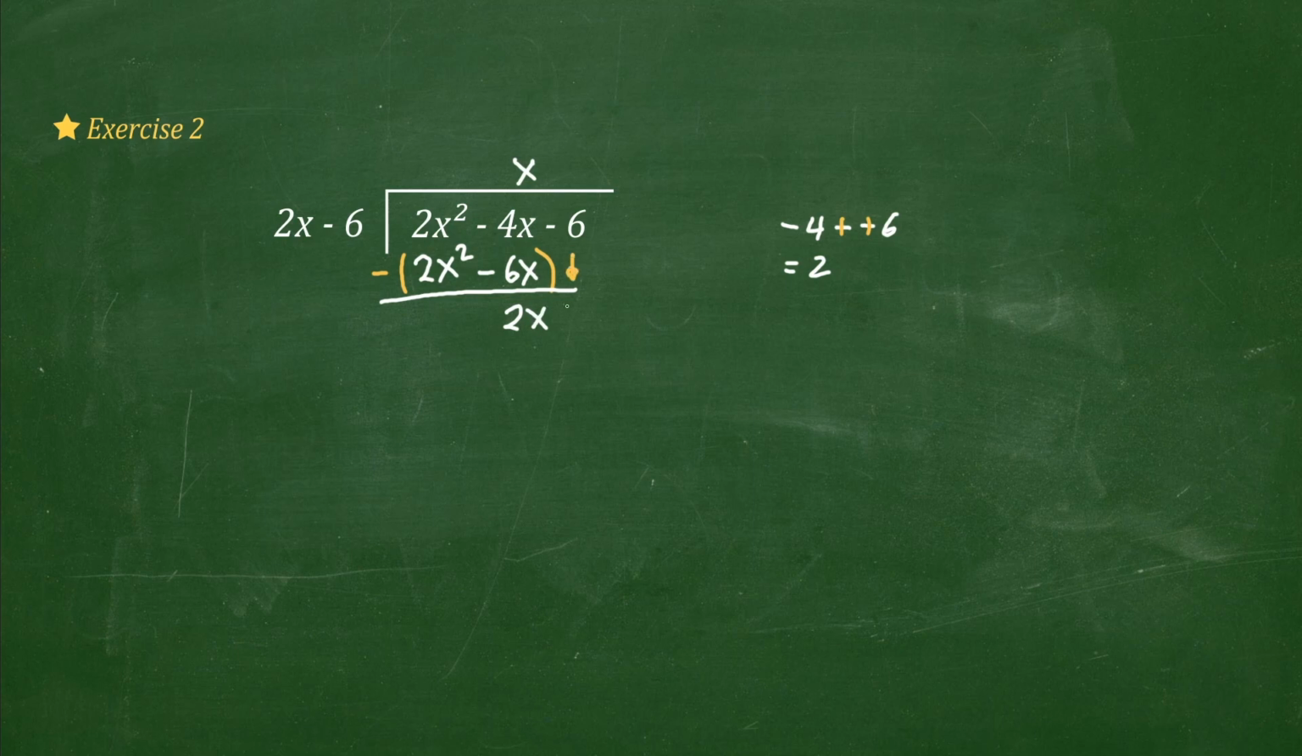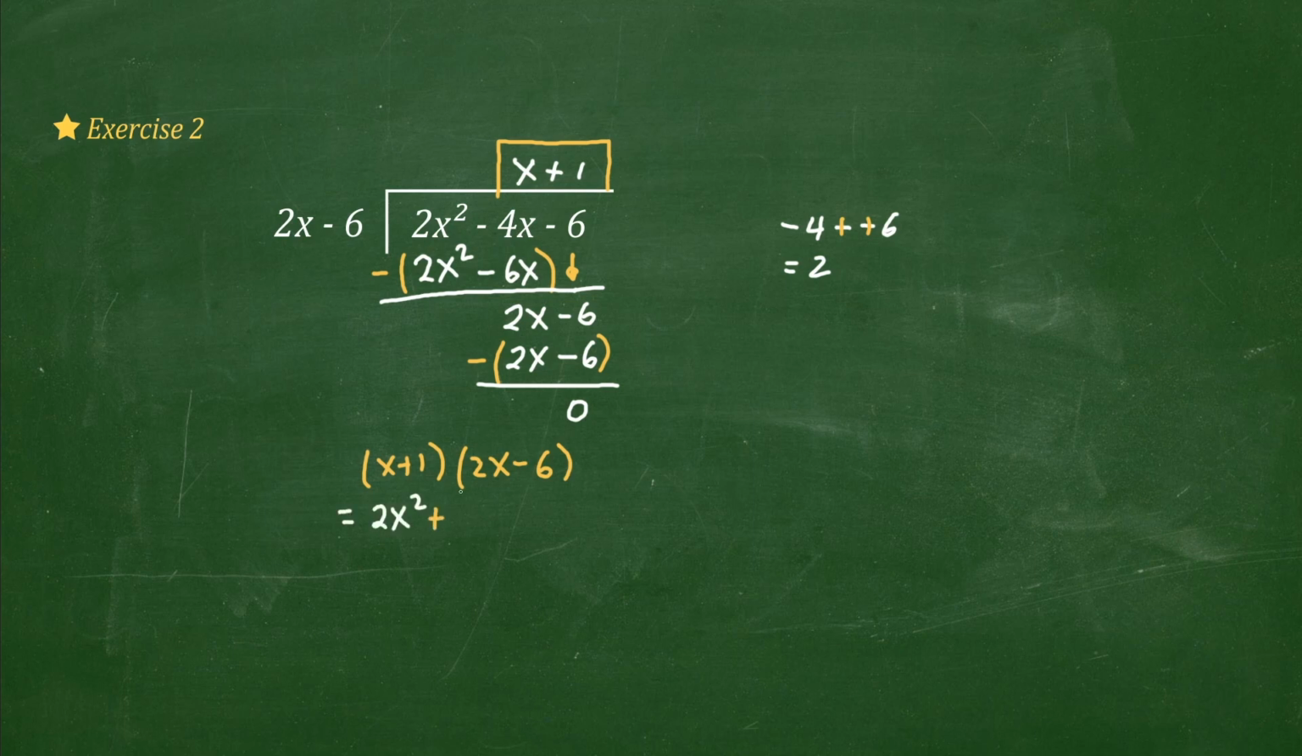Then we bring down negative 6. 2x divided by 2x is 1. 1 times 2x is 2x. 1 times negative 6 is negative 6. And then again, we subtract this whole thing from that one. This is 0. So this must be our answer, because this is exact. Now again, we can check by FOIL by multiplying this quotient by this divisor. So our answer, x plus 1, was correct.